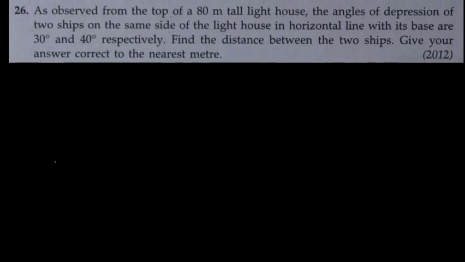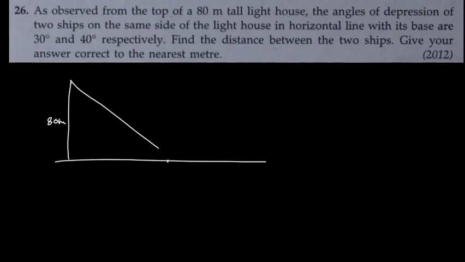So we have a lighthouse. From the top, its height is 80 meter. The angle of depression of two ships on the same side. Now two ships are on the same side, like this. One ship is like this and the other is like this, and for the angle of depression, we draw a horizontal. The angles of depression of the two ships are, one is 30 degree and the other is 40 degree. Find the distance between the two ships.